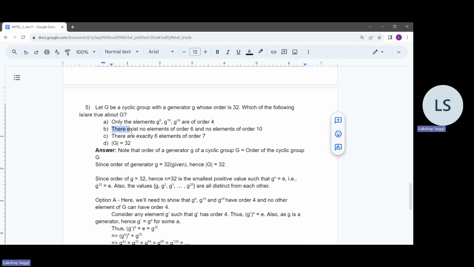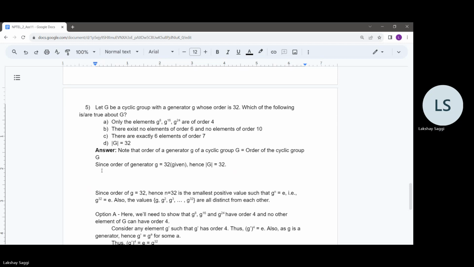Similarly, option B says there exist no elements of order 6 and no elements of order 10. So one thing to note: instead of getting into this, I'd just like to point out that you can verify this easily, because the order of any element should divide the order of the group. This is an important property to note.